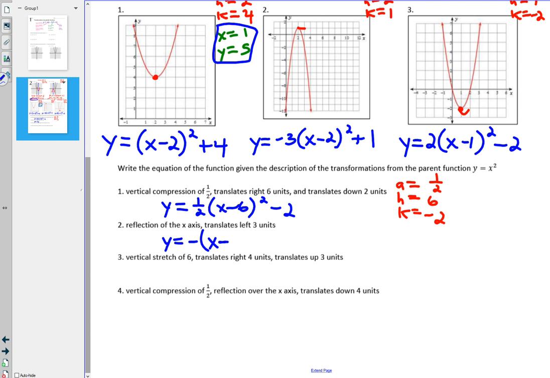Or plus 3, because yeah, and then square. So for number 2, A is -1. Since we're going to the left 3, H is -3, and since nothing is mentioned about up or down, K is 0. So when you substitute that in, anytime A is -1, you need the negative, but you don't need the 1. For the H, you change the sign.